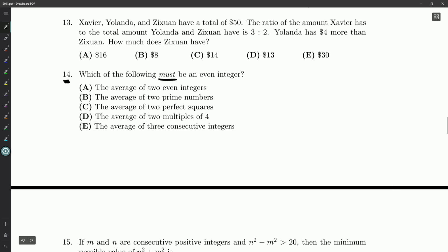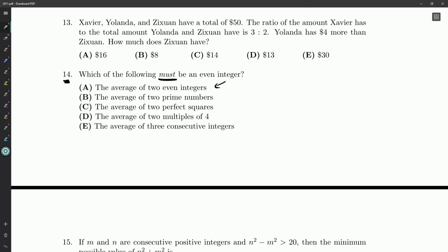Which of the following must be an even integer? Okay, so it's not that there's a way to make one of these an even integer. It must be, no matter what we do, an even integer. So we've got some options. The average of two even integers. Okay, so is there a way to guarantee that that's going to be even?